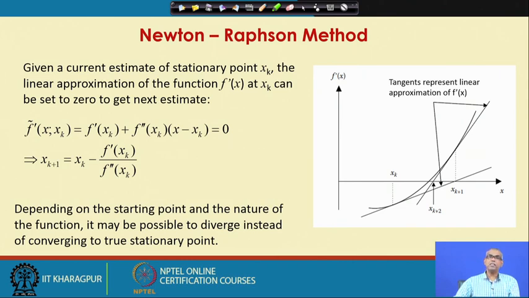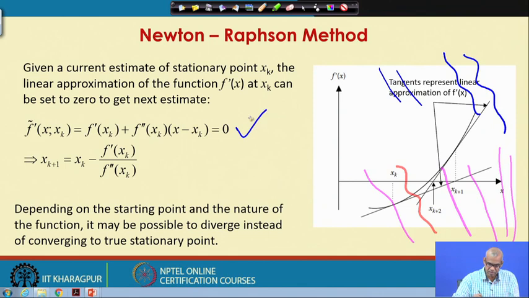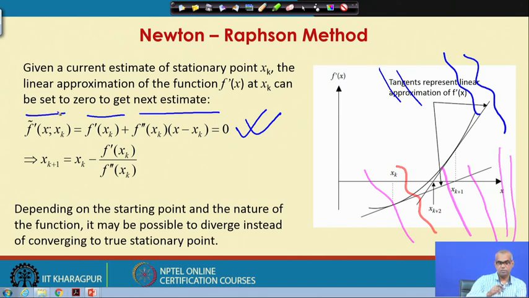So, now let us expand f prime x in terms of Taylor series expansion and retain only the first order term, so that you get a linear approximation of f prime x at x k. So, this is precisely this. So, f prime x k plus f double prime into x minus x k is the linear approximation of f prime x.